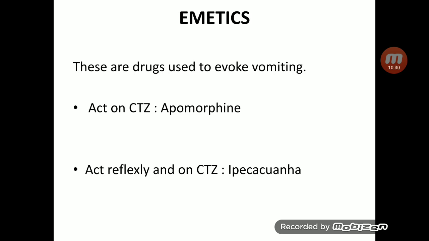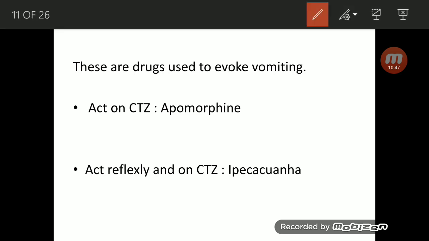Now we'll move on to emetics. Before going on to antiemetics, we'll talk about emetics. So what are emetics? Emetics are drugs which are used to evoke vomiting, or which will induce vomiting. Generally there are two types of emetics that are used. The first one acts on your chemoreceptor trigger zone, and the drug is apomorphine.